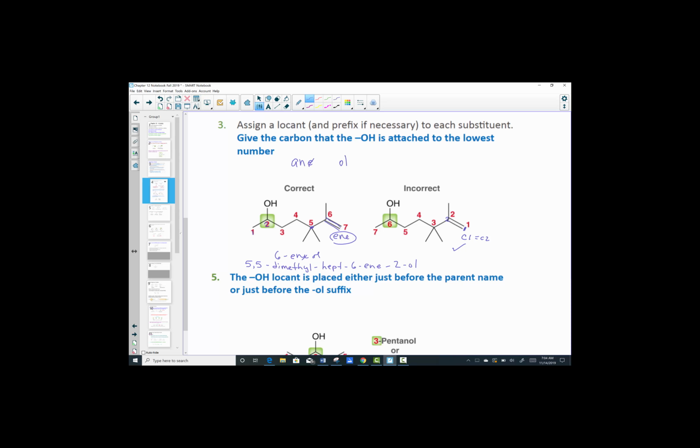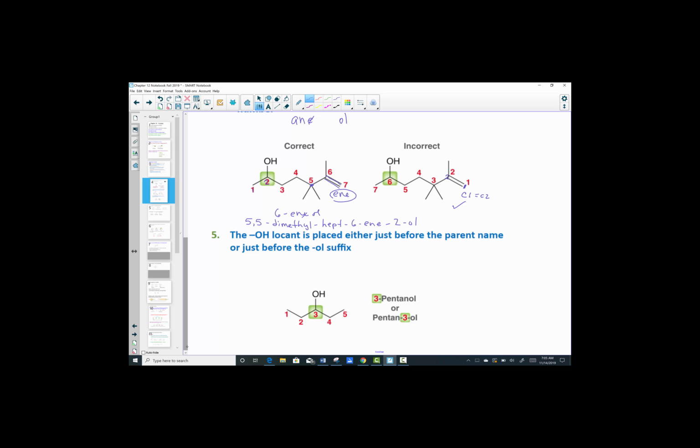And that lets us know where all of those substituents lie. On carbon number 5, we have 2 groups of a methyl, so you hear that dimethyl. The parent chain of hept has a double bond between carbon 6 and 7, so I hear that as 6-ene. And then at carbon 2 is the hydroxyl functional group, and you hear that as OL.